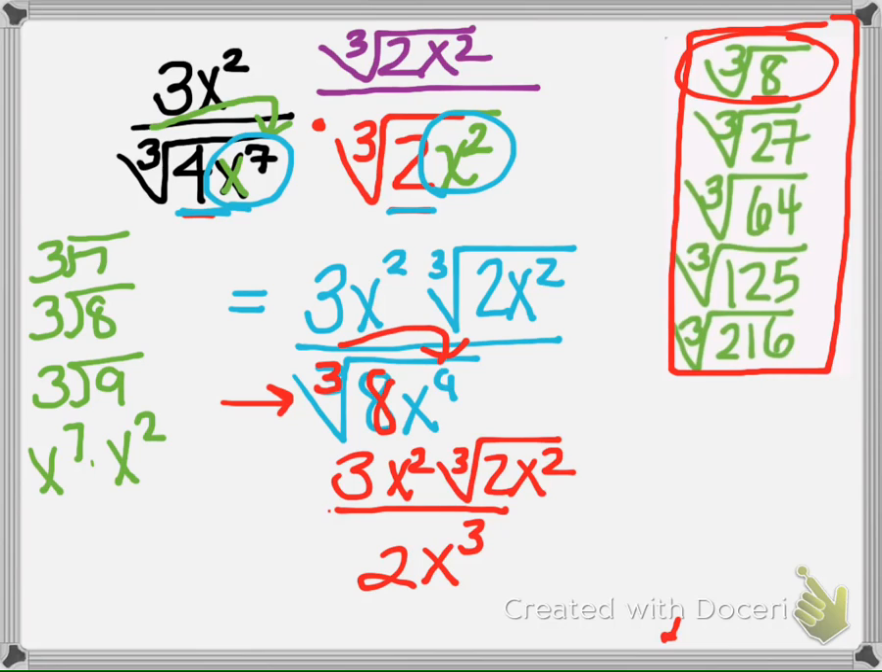Okay, almost done. Then we need to look at what's on the outside here and see if that can be simplified. Since we have x's in the numerator and x's in the denominator, we're going to subtract the exponents. So we're going to take 2 minus 3. 2 minus 3 is negative 1. That means there's going to be an x in the denominator.